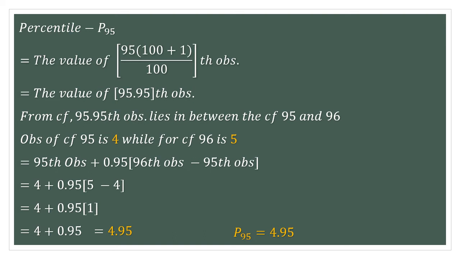Whenever there is a clash of such observations, where the value of the observation comes between two observations which have different values rather than the same value, then we have to follow this formula. We don't have to always follow the same formula.